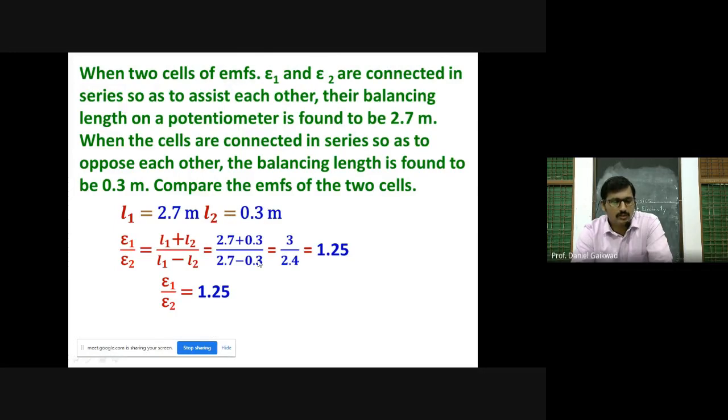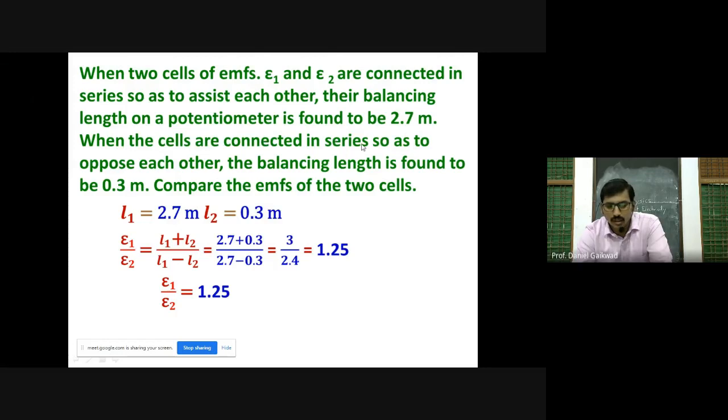Now we have the next simple problem. Check carefully. Also very easy. When two cells of EMF E1 and E2 are connected in series so as to assist each other, their balancing length on potentiometer is found to be 2.7 meters. So see here, assist each other means addition of EMF, E1 plus E2. Balancing length will be L1, suppose 2.7, so we write here L1 is equal to 2.7.